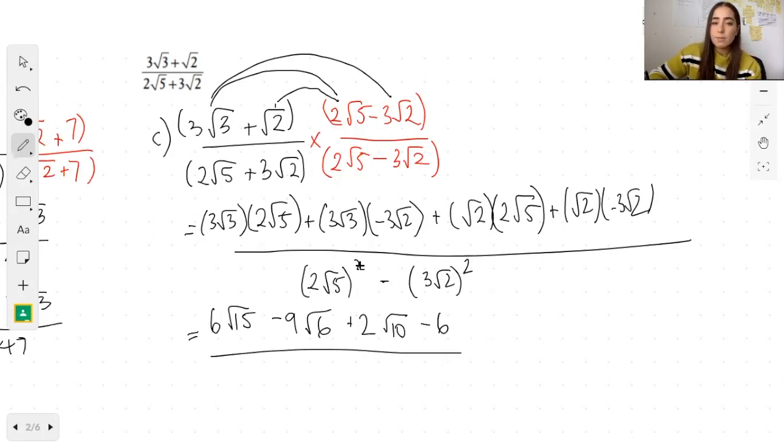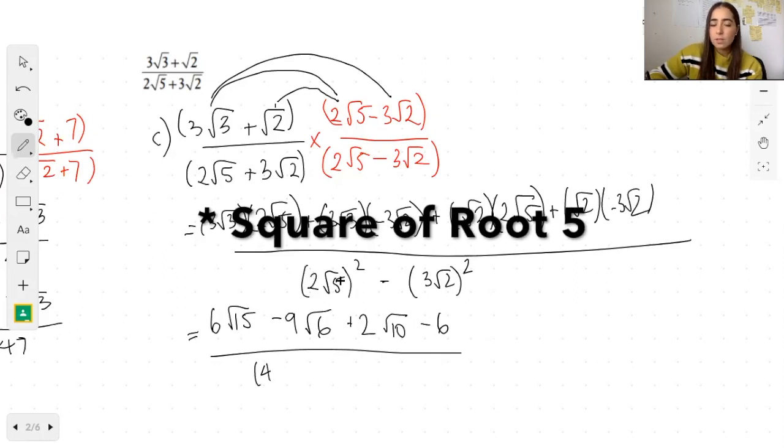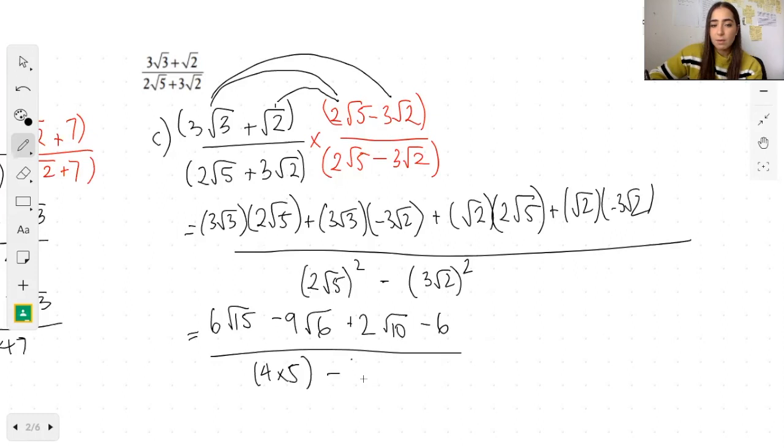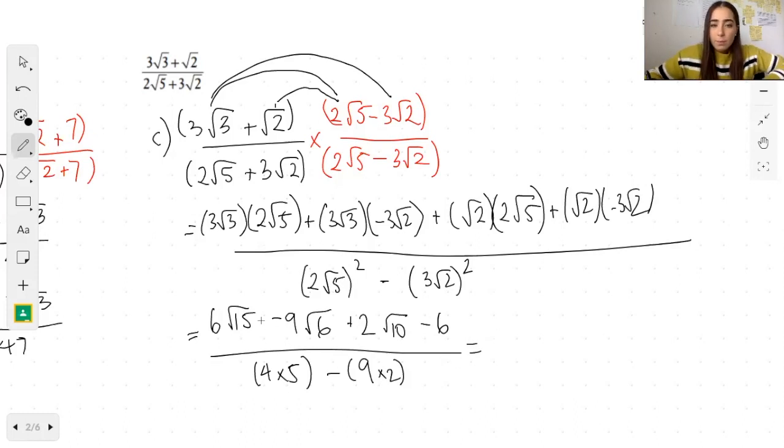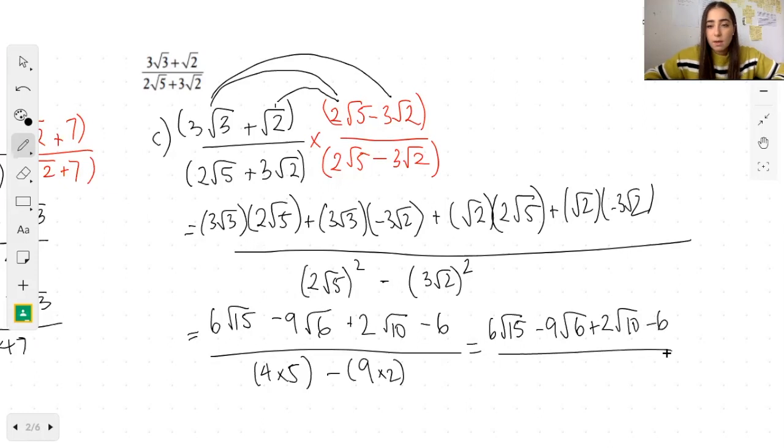Now we're going to square these terms. So we're going to square each one. So the square of 2 is 4. And the square of 5 is 5. The square of 3 is 9. And the square of 2 is 2. Now, we're going to have a look at the top and see if we can simplify anything. And by the looks of it, there are no like terms, and therefore we cannot simplify. So I'm just going to rewrite it as it is. And the denominator, this will give you 20. This will give you 18. So 20 minus 18 is 2.